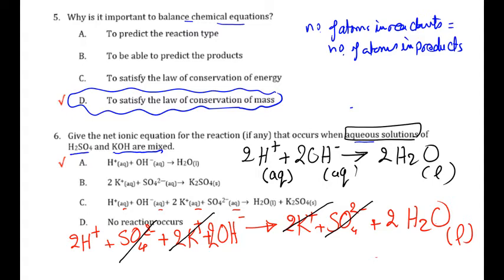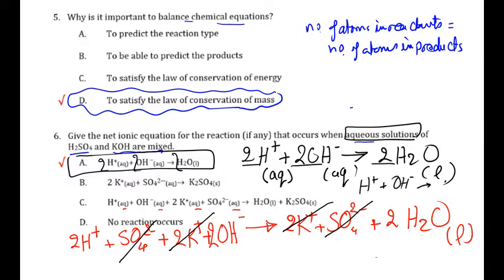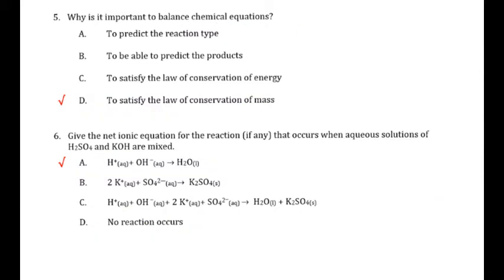Now it's very simple to deduce that A is the correct answer because it is the one which matches our results. Although it's more simplified because it's not written here as 2, it's the correct answer, because if you simplify your equation here, it will be 1H plus 1OH gives 1H2O.